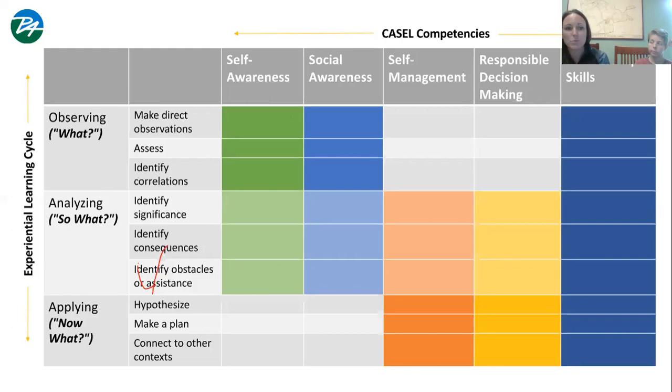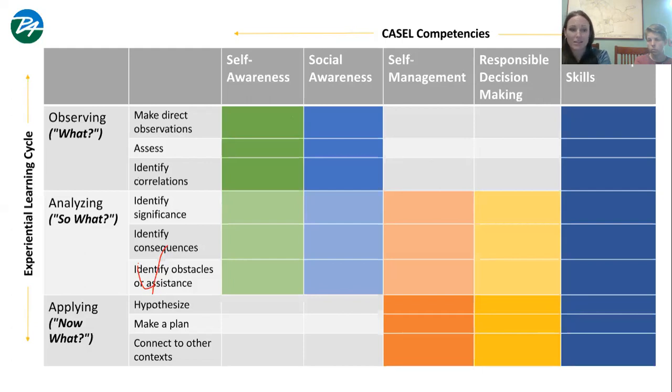In the second phase, as we move into the so what, as we're identifying significance, identifying the consequences of what we did and what we tried, and obstacles or assistance, we're still doing some self-awareness and social awareness, right? I'm still noticing, okay, when I got frustrated, this is what I did. Understanding that piece. And when I did this, this is how it affected other people. We're also starting to shift in this phase into self-management and responsibility. Starting to acknowledge what the impact of my actions was, or understand how I feel when certain activities happen and how I can communicate that to other people, for instance.